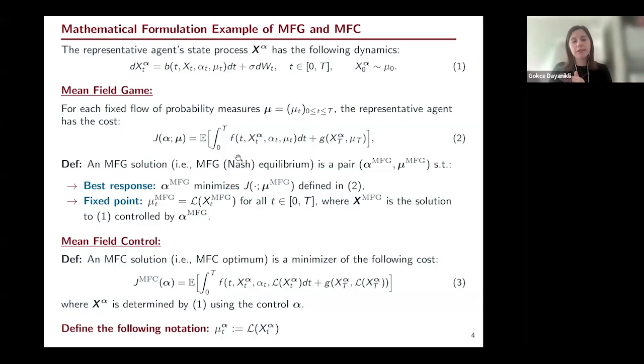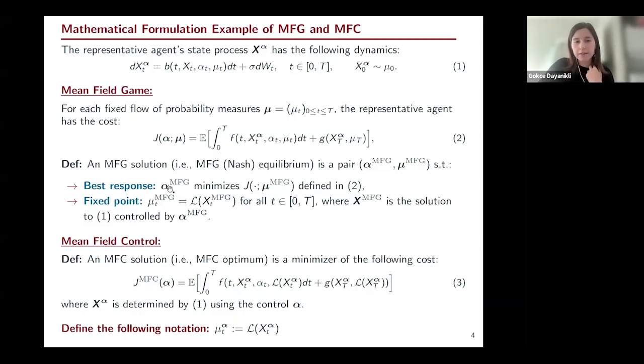Then, since everyone is identical, we are going to assume that everyone should behave similarly. So we are going to say that the population distribution that we fixed at the beginning should actually be the distribution of the state that is induced by the best response found by the representative agent. So this creates a two-condition setting for the definition of the mean field game Nash equilibria. First, we need to find the best response. And second, we need to find the fixed point.